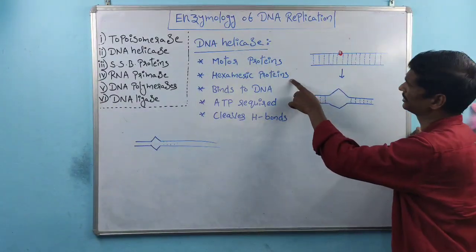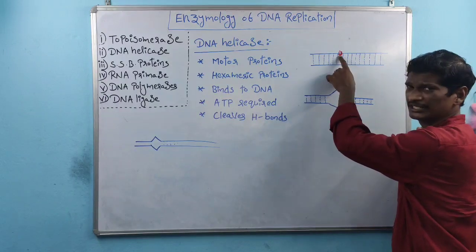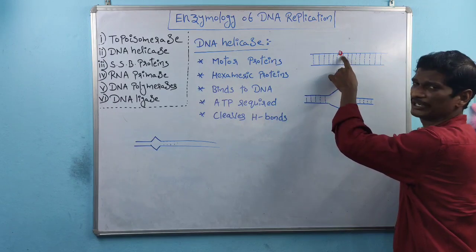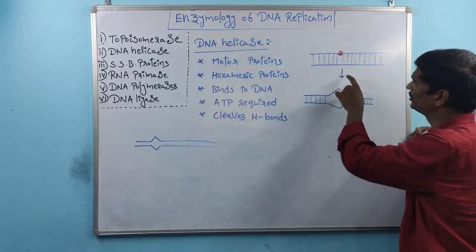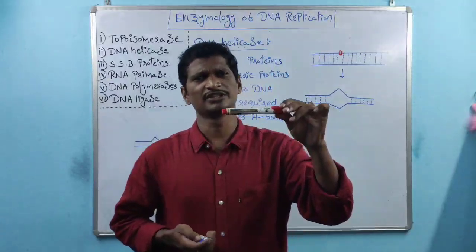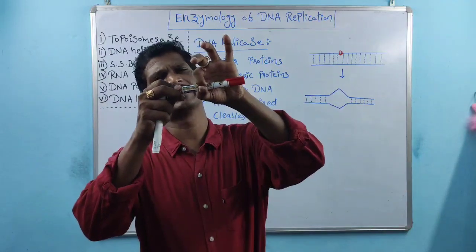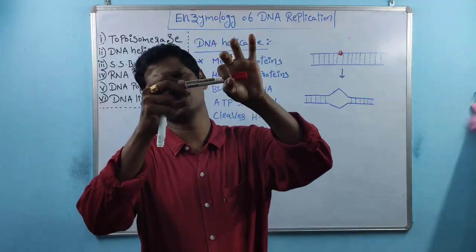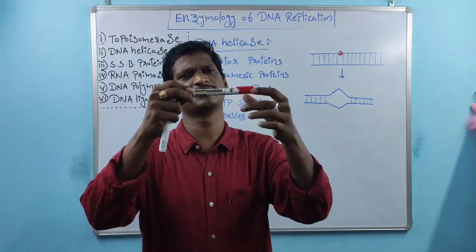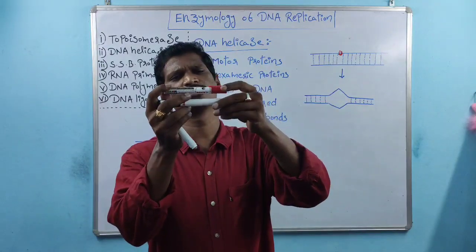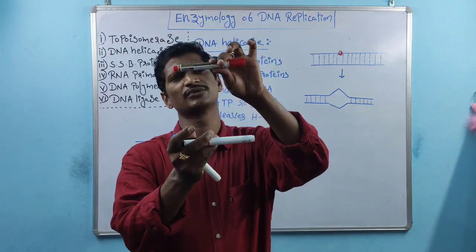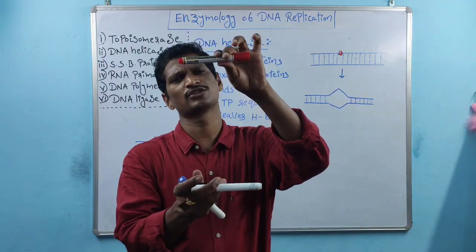That hexameric protein structure binds to the DNA template, right? This is one template, this is another template. The hexameric protein is bound to one template, and hydrogen bonds are cleaved. See, this one is moving on DNA, cleaving whatever hydrogen bonds are present between the two strands. Once the hydrogen bonds are cleaved, the two strands are separated.